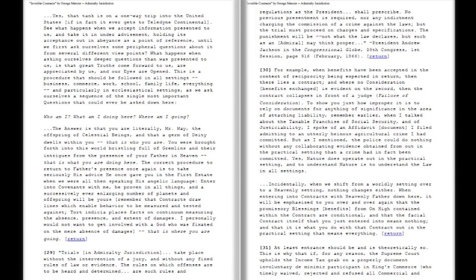This is a procedure that should be followed in all settings. Business, commerce, work, school, family life, everything. And particularly in ecclesiastical settings, as we ask ourselves a sequence of the single most important questions that could ever be asked down here. Who am I? What am I doing here?